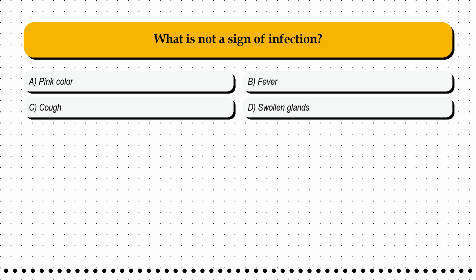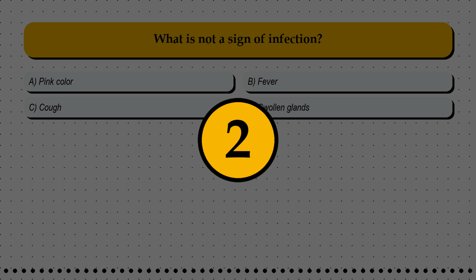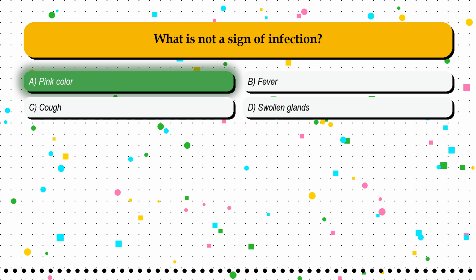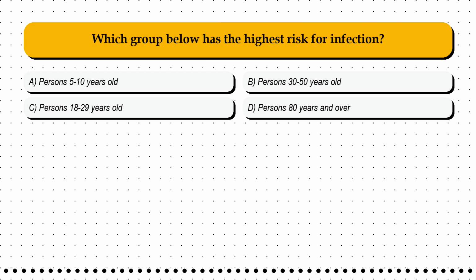Option A, pink color. Option B, fever. Option C, cough. Option D, swollen glands. The correct answer is option A, pink color. Question 131. Which group below has the highest risk for infection?